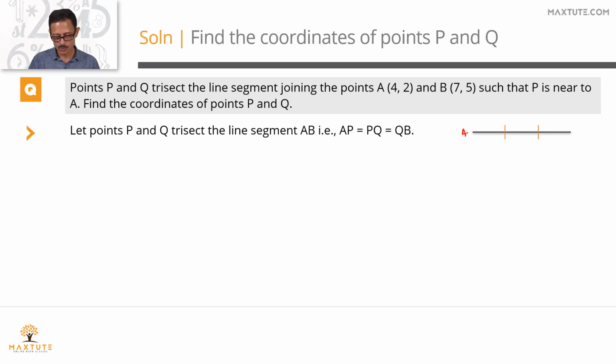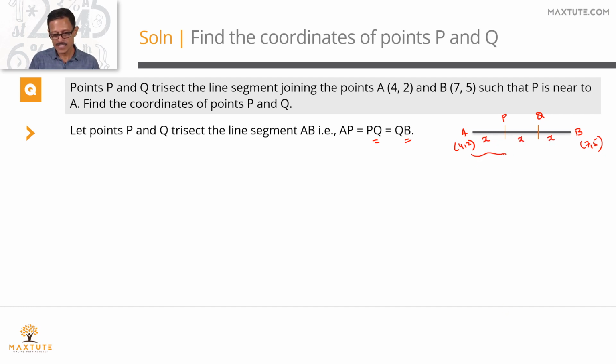See, this is point A. This is point B. The black line segment joins these 2 points. We know the coordinates of A are 4, 2 and the coordinates of B are 7, 5. P and Q trisect it, and P is closer to A. So this is point P and this is point Q. They divide this entire line segment into equal parts, so AP is equal to PQ is equal to QB. Just for a moment say that each measures x units. So this is what we have.